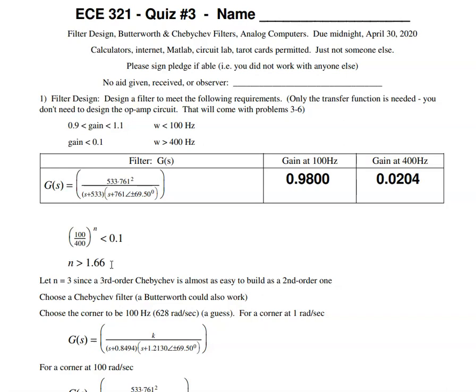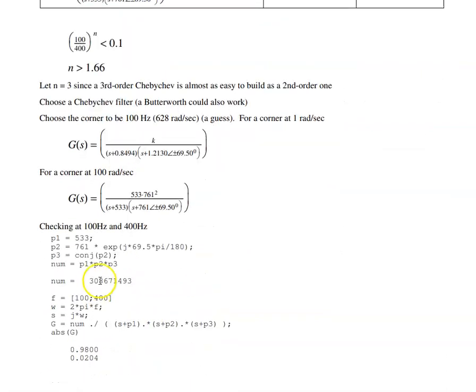Once you pick the number of poles, pick your favorite type of filter. I like Chebyshev filters, so let's pick a Chebyshev filter. If I have a third order Butterworth or third order Chebyshev filter with a corner at 1, here's the transfer function. To put the corner at 100 Hz or 628 radians per second, I will multiply all these by 628. So here are the poles. And now check. I might have to tweak the corner frequency a little bit to meet the requirements.